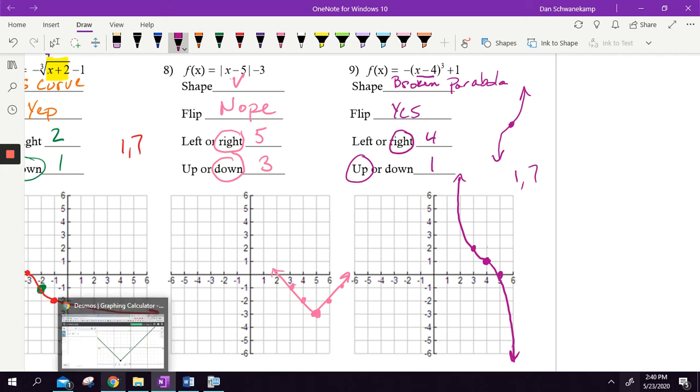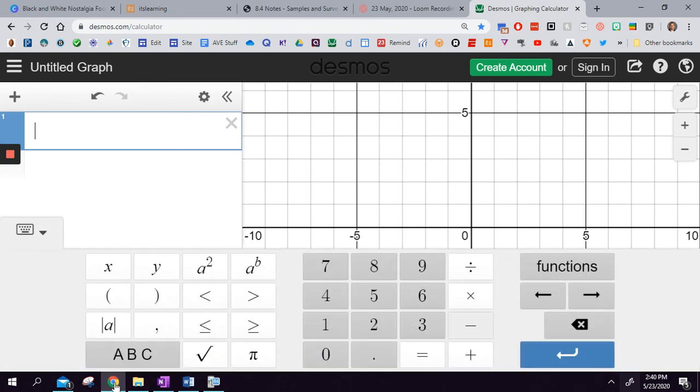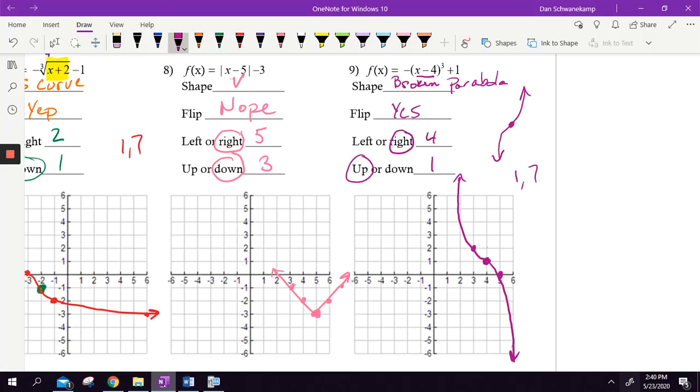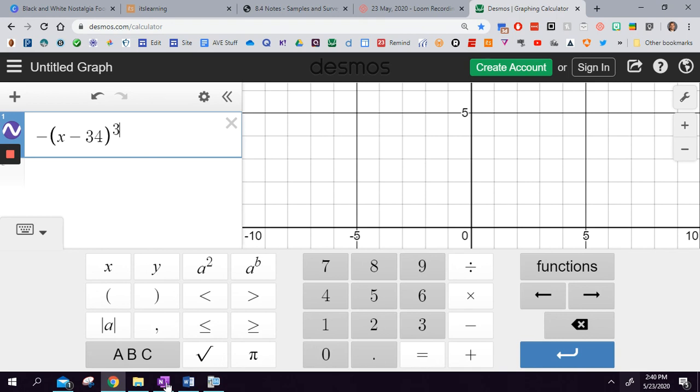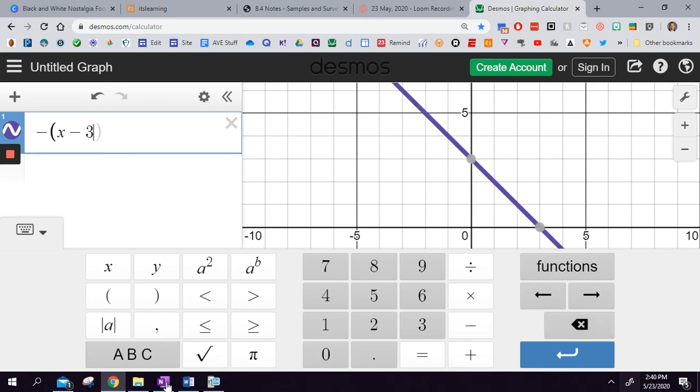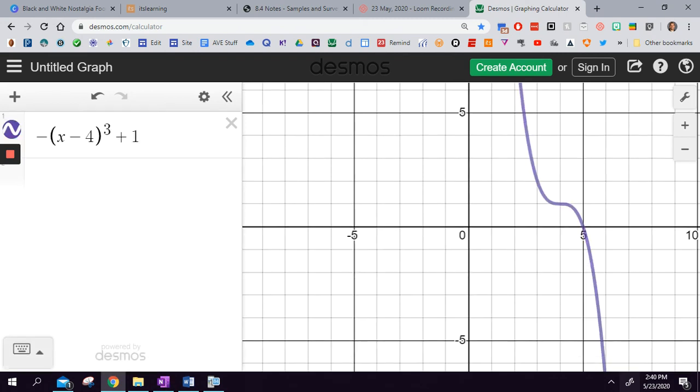If you don't believe me, let's graph that one in Desmos real quick. So we're going negative parentheses x minus 4 cubed. And then a +1 on the outside. Hey, guess what? There is the middle right there at 4, 1. And we have that same shape that we drew.